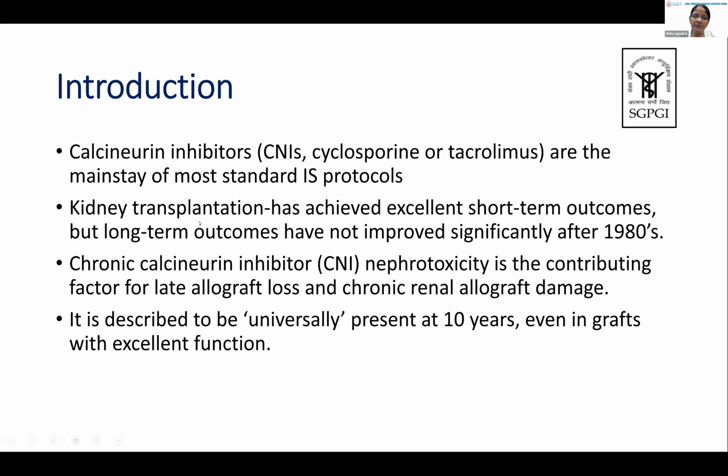So calcineurin inhibitors, which are primarily cyclosporine or tacrolimus, are the mainstay of most standard immunosuppression protocols. Kidney transplantation, if we see over the years, has achieved excellent short-term outcomes, but long-term outcomes have not improved significantly after the 1980s. And this is when these calcineurin inhibitors were started as a therapeutic module. So chronic calcineurin inhibitor nephrotoxicity is a contributing factor for late allograft loss and chronic renal allograft damage. And it is now, with more and more data coming in, said to be universally present at 10 years, even in grafts with excellent function.